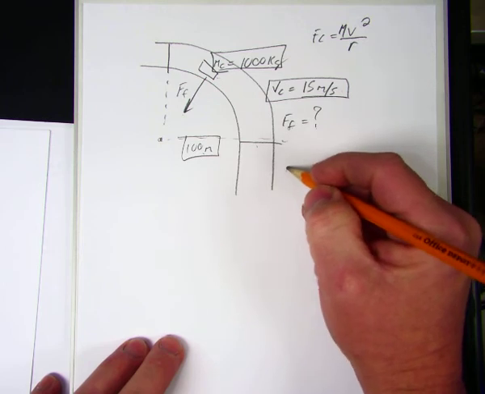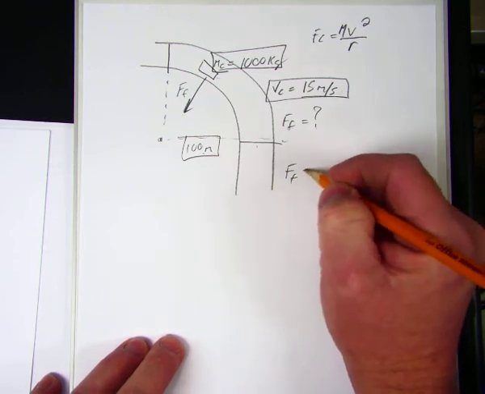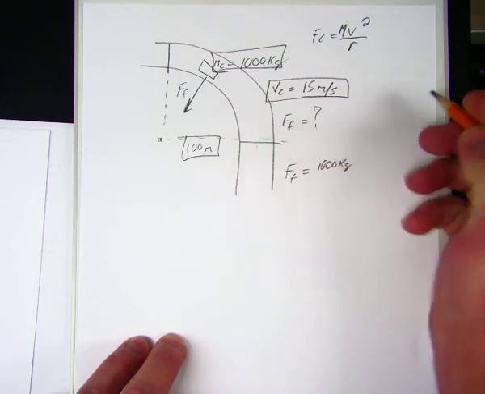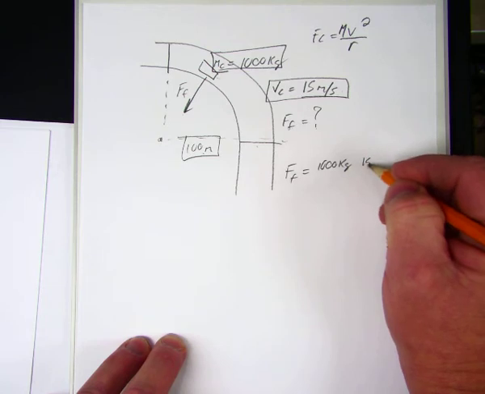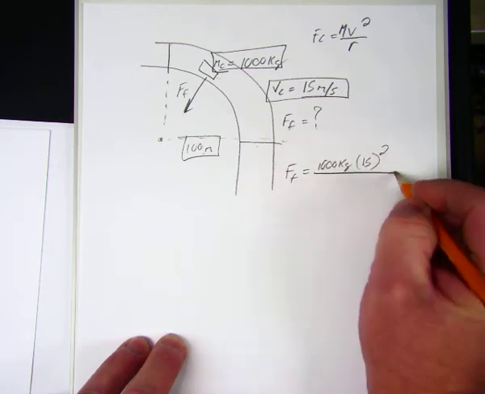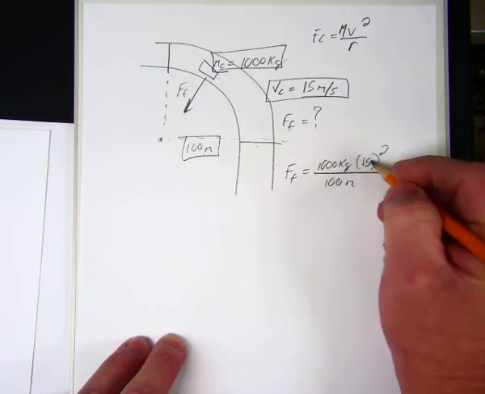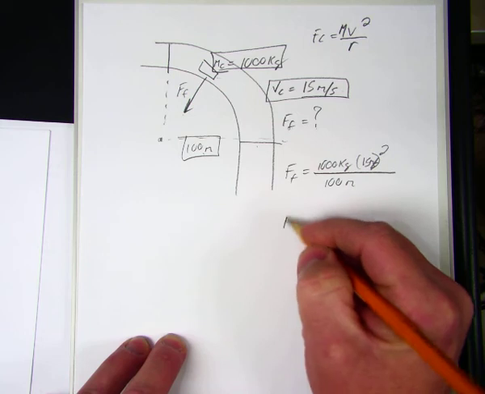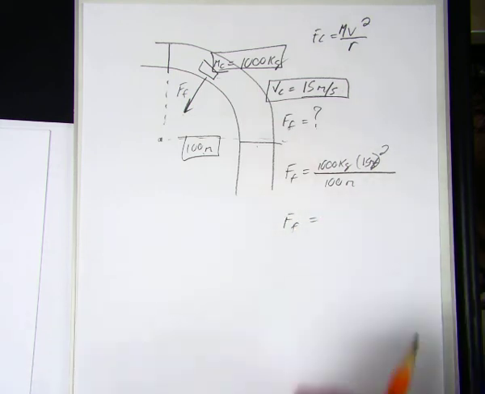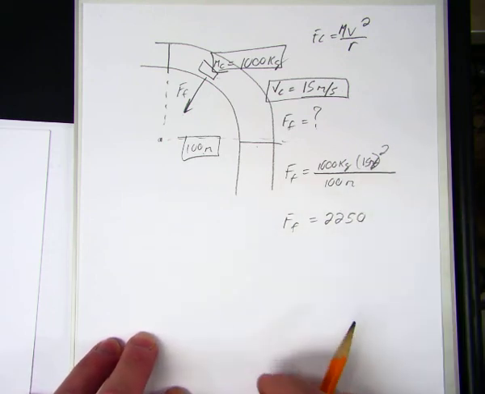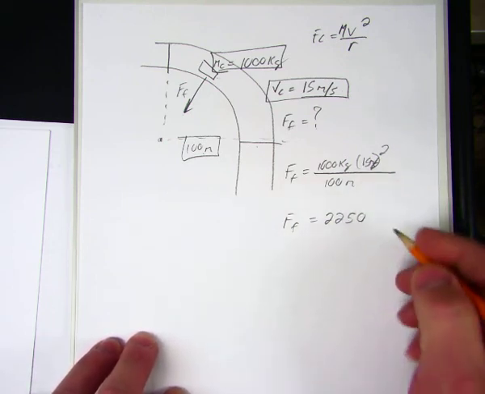So when I put that in, I get the force of friction, which is the centripetal force, is equal to the mass, which is 1,000 kilograms, times velocity squared, well, that's 15 squared, all divided by the radius. The radius in this case is 100 meters. So somebody with your fancy calculator, tell me, what does that come out to? 2,250. So that's 2,250. And what's the unit? Newtons, because it's a force.